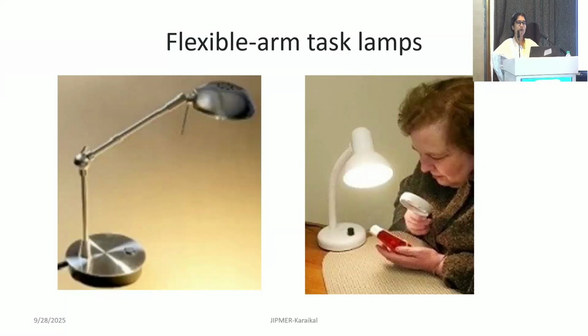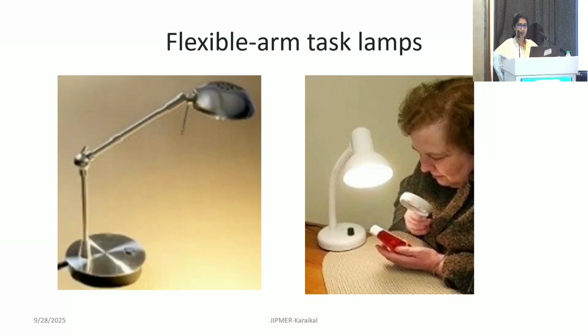So mainly the low vision aids comprise, for vision, optical devices: one is a magnifier, the other is a telescope. Magnifiers help to see near objects. A telescope helps the low vision person to see from a distance. Now our non-optical devices, like a simple flexible arm task lamp, are going to enhance the effect of the optical aid.